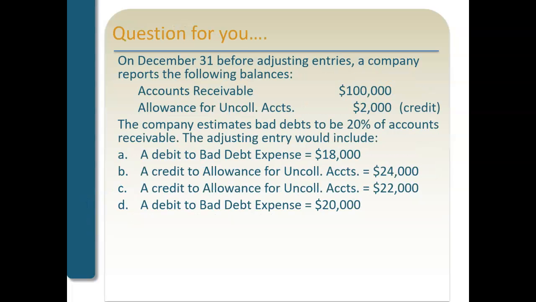What about this one? On December 31st, before adjusting entries, a company reports the following balances. The accounts receivable was $100,000 debit. The allowance for uncollectibles was a $2,000 credit. The company estimates bad debts to be 20% of accounts receivable. The adjusting entry would include what, guys?